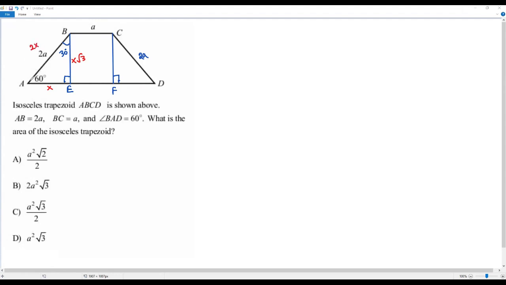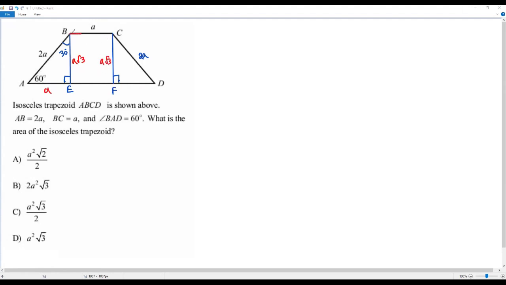Here I got the length of the hypotenuse AB as 2x, but we already have the length of the hypotenuse AB, that is 2a. Comparing these, we have a in the place of x. So the value of x is a. In this one and this one, we can replace x by a. So I'm getting a for the length of AE, and for BE we have a times square root of 3. The same length we'll have for this height as well, that is a times square root of 3.